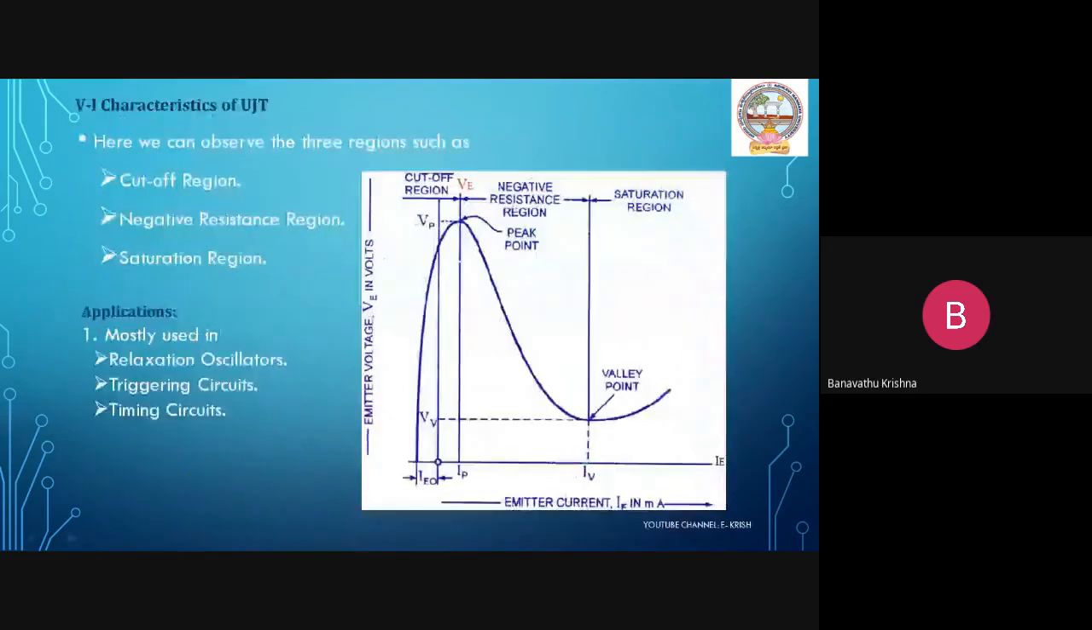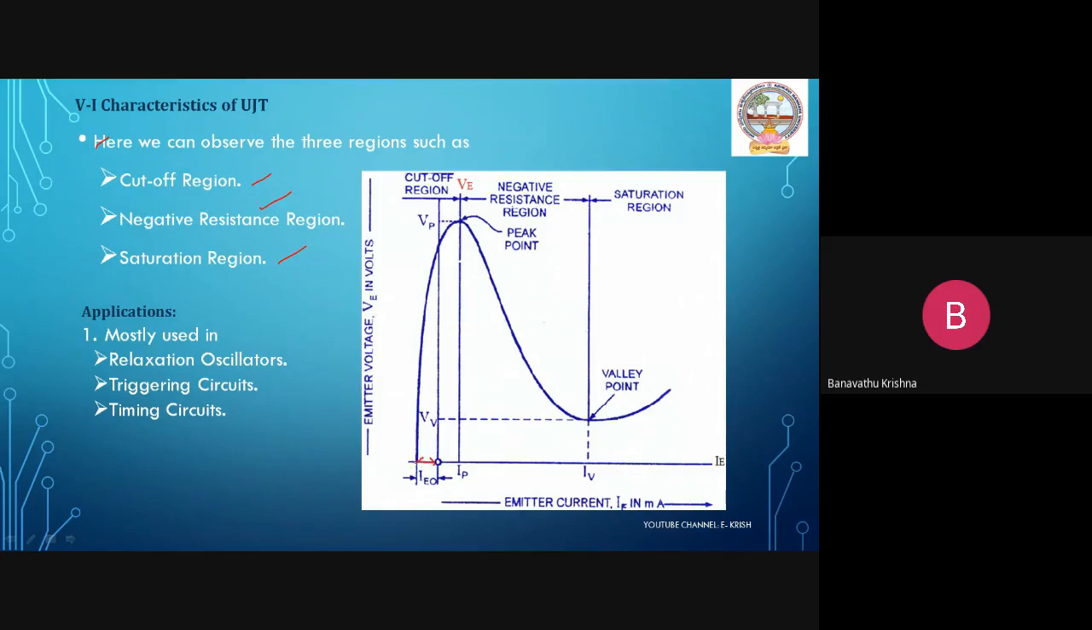So let us see what we are discussing in the operation of UJT. Those concepts you have to observe in this waveform, right? It is the VI characteristics of the UJT, Uni-junction transistor. So here we can observe the three regions: one is the cutoff region, the negative resistance region, and the saturation region. So let us see here. This is the region here.